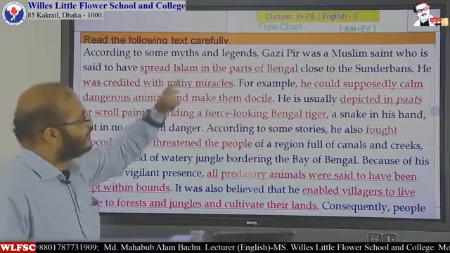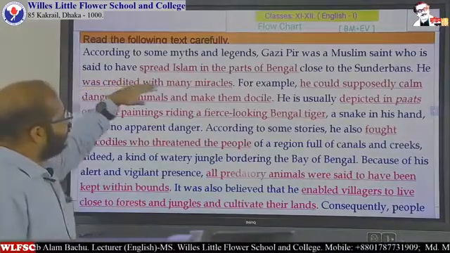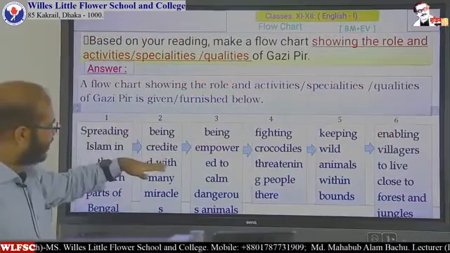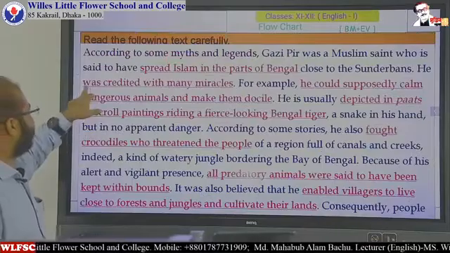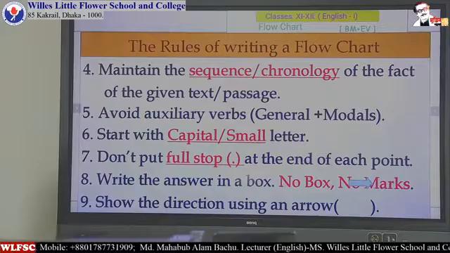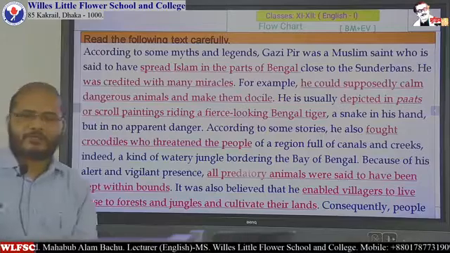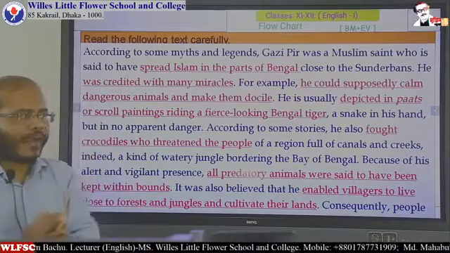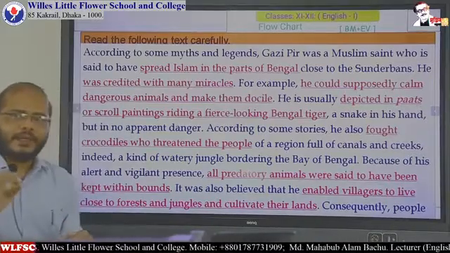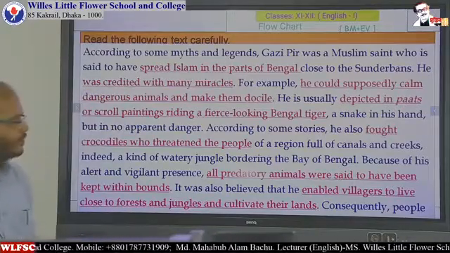So look at the second one, being credited with many miracles. Look at the passage, was credited. If you get any auxiliary verb, you have to write being. Okay, so being credited with many miracles.